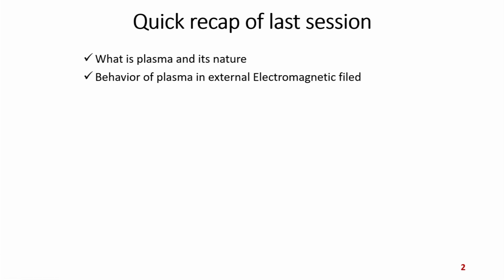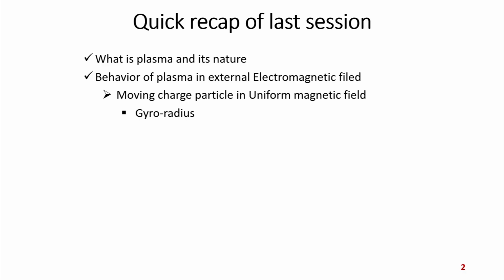In the last session we discussed the plasma, and we saw the behavior of the external magnetic field on moving charged particles. We saw that the particle gyrates about the magnetic field axis, or about the flux lines of the magnetic field, and we calculated the gyro radius, also called the Larmor radius, as well as the cyclotron frequency.